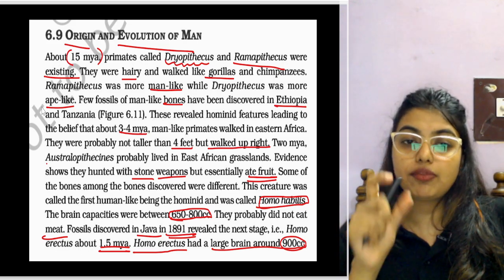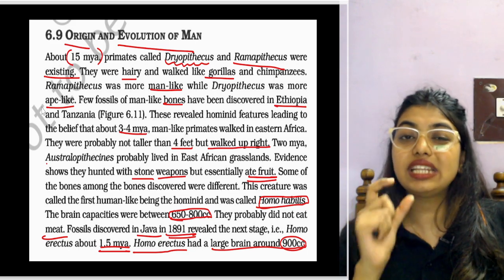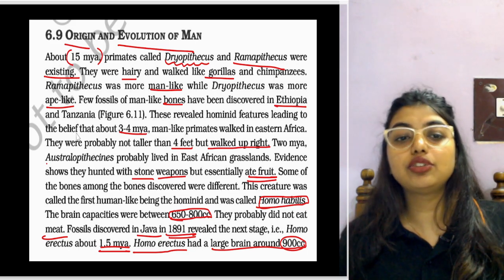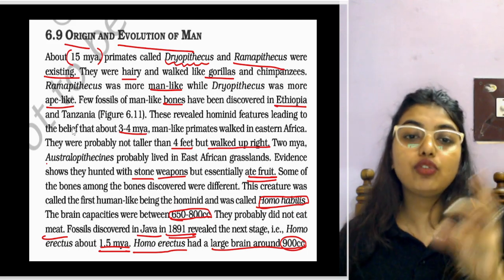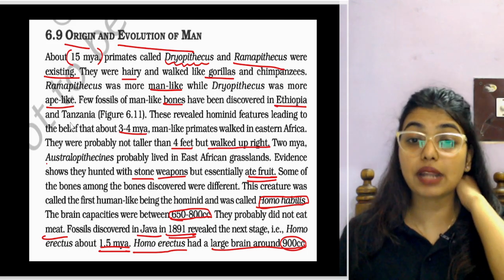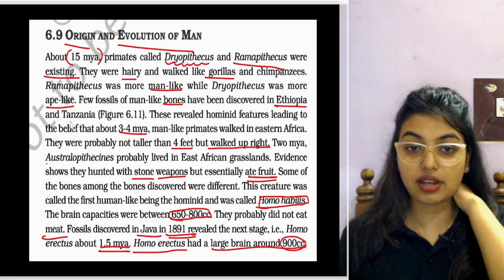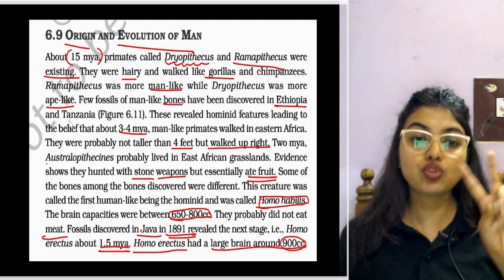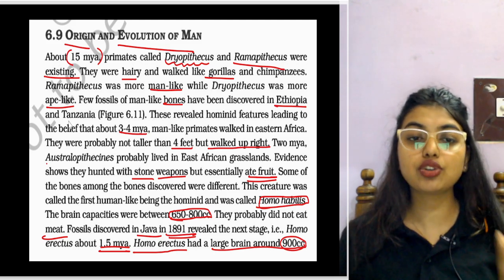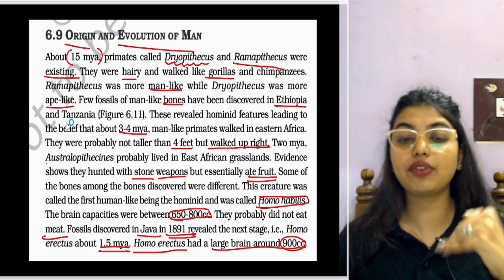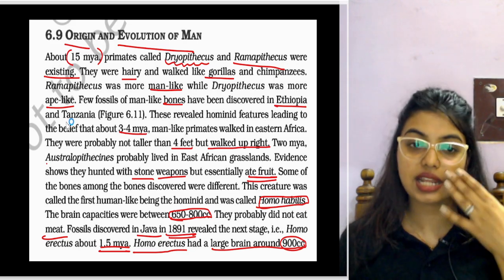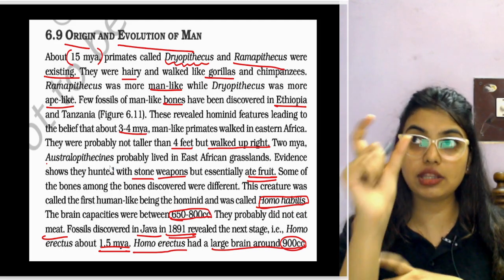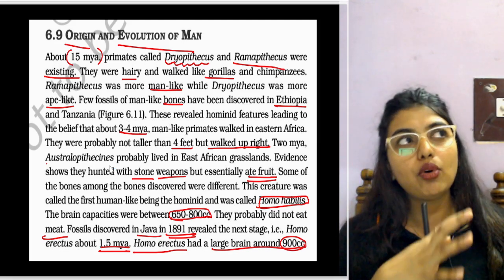Few fossils of man-like bones have been discovered in Ethiopia and Tanzania. These revealed hominid features, leading to the belief that about 3 to 4 million years ago, man-like primates walked in eastern Africa. They were probably 4 feet and they were walking upright. 2 million years old, Australopithecus were there, who were found in East African grasslands. Evidence shows that they hunted with stone weapons, but especially they were eating fruits. So that means more of vegetarians.